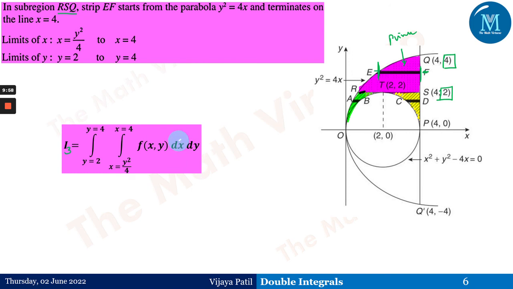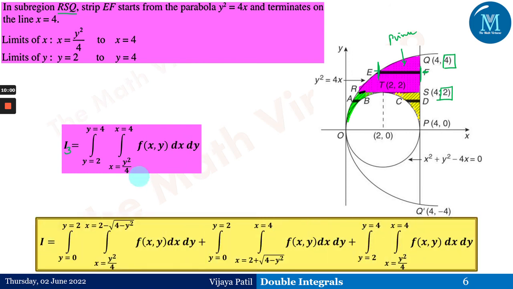If we combine all these three, the given integral I can be written as the addition of the three of them: the green color, the yellow color and the pink color integrals we have taken in the last two slides and this one. This gives the change of order of integration of this particular question.